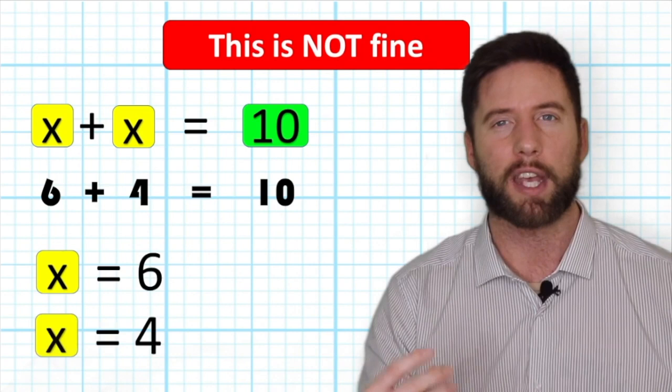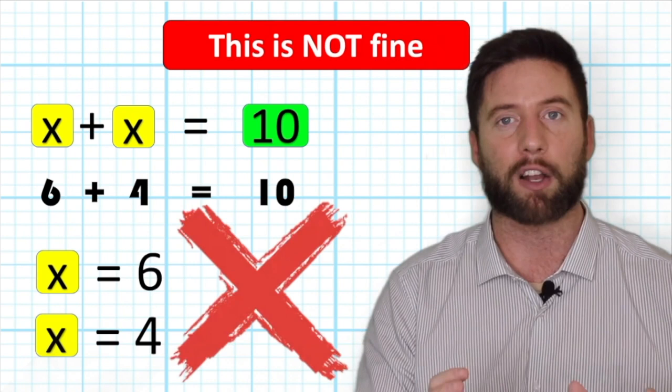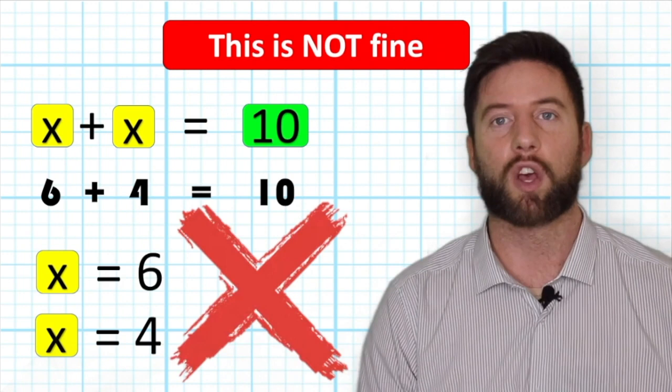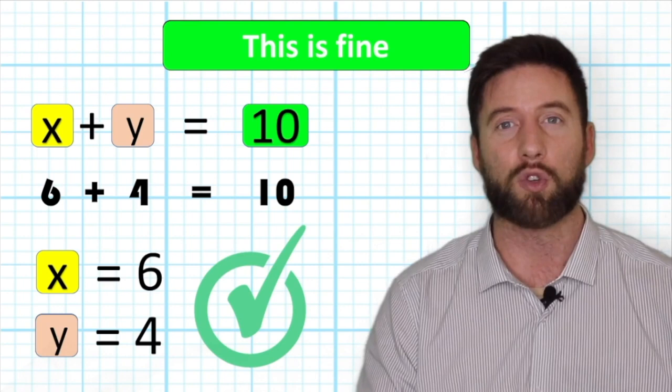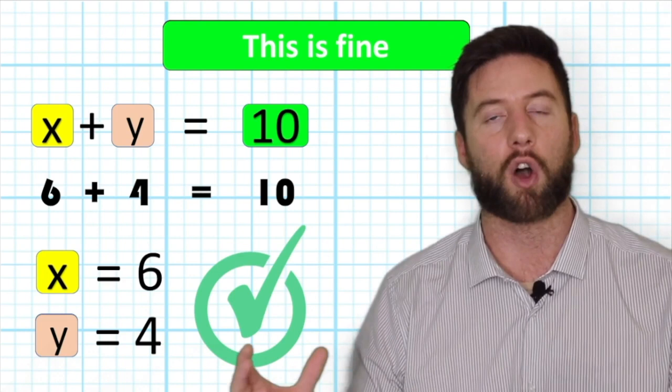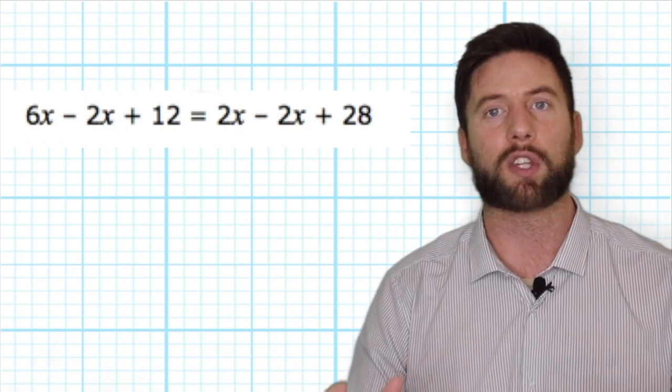This is not okay. This means that different x's would have different values through an equation, and that would become very problematic. So that's not okay. So if you did need to represent two different values in an equation at the same time, you would need to use two different symbols, and that's why we often see x and y. So if you ever see a really long algebraic equation like this one with lots of x values, all those x values have the same value.